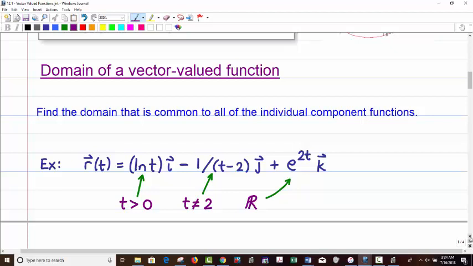Logarithms, more specifically the natural log, you have to take only positive quantities. So for natural log of t, that means t is greater than 0. For the middle one, the only thing that this middle term can't be is 2. So I'm just saying t is not equal to 2. And then for e to the 2t, all real numbers apply. So that's what that R represents, all real numbers.